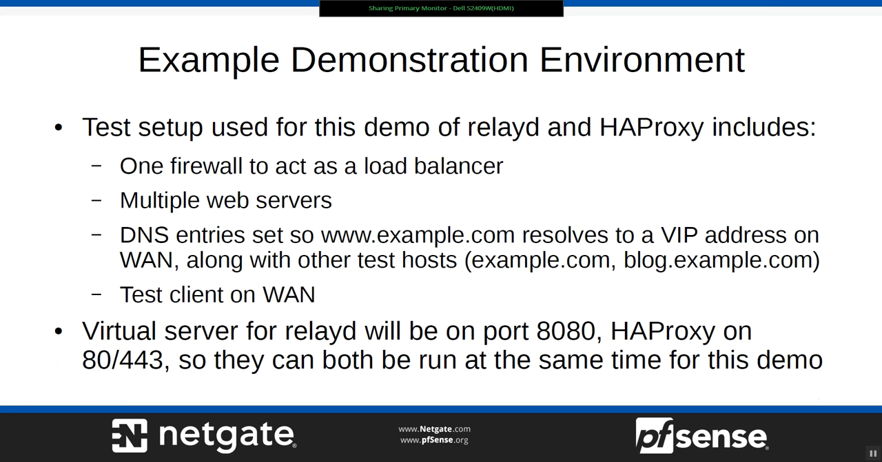Now the virtual server for RelayD, I'm going to have that on port 8080 so it can be separate. I've got HAProxy on 80 and 443. I just wanted to have them both be run at the same time. You can run RelayD on port 80 if you want. I could have done that on a separate virtual address with a different host name, but it's a little bit more complicated setup that way. And I wanted to try and keep things a little simpler.